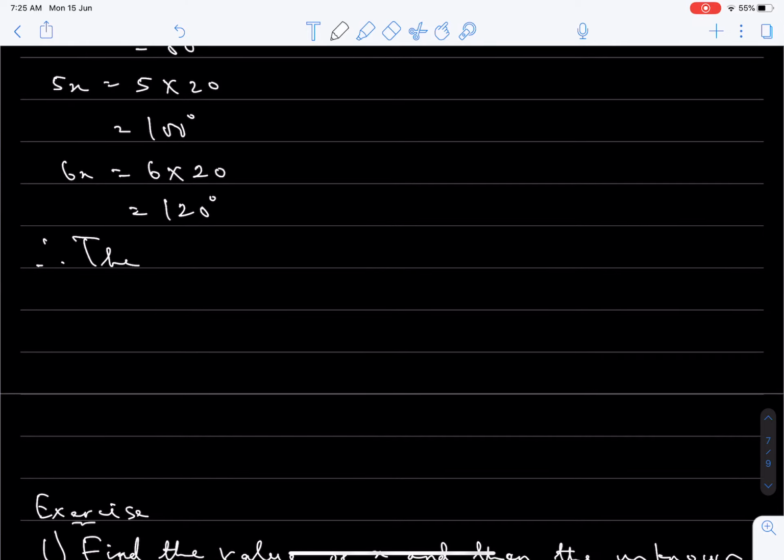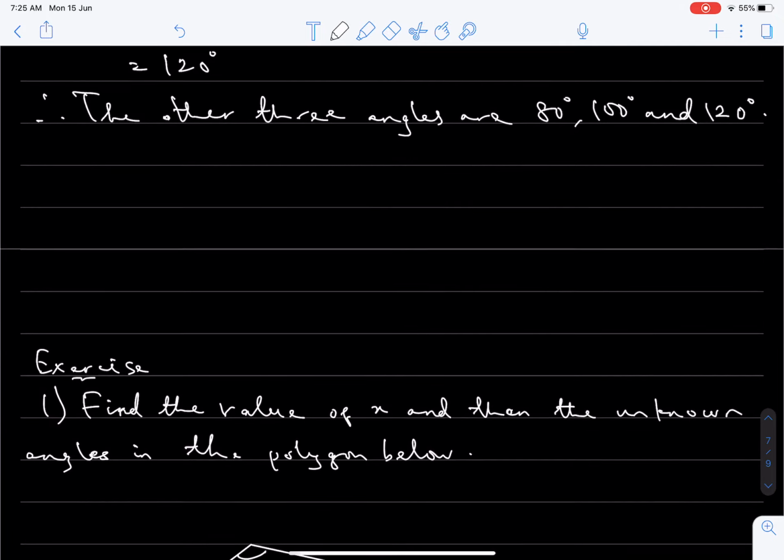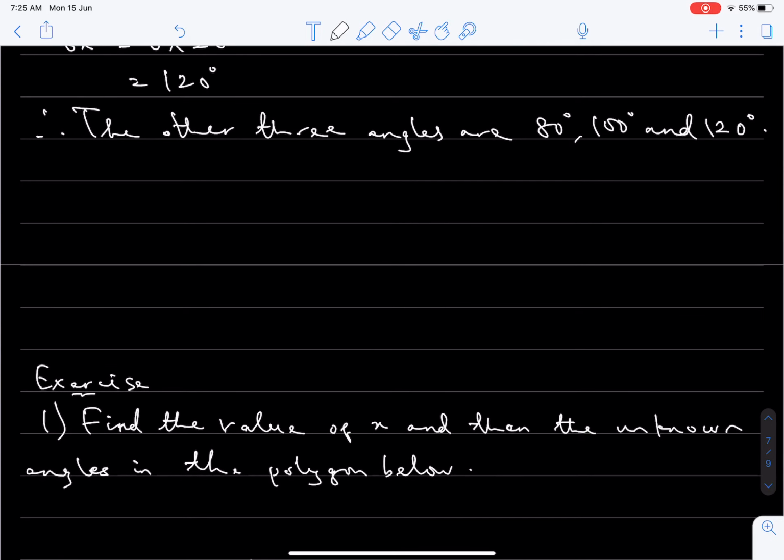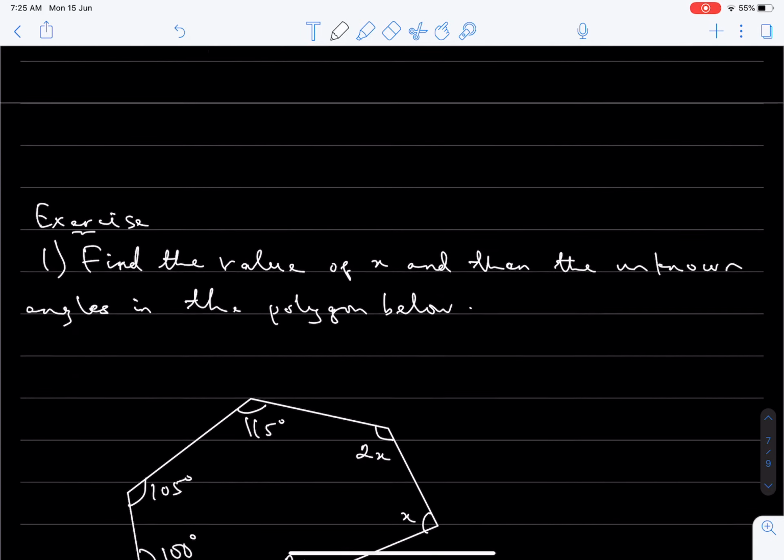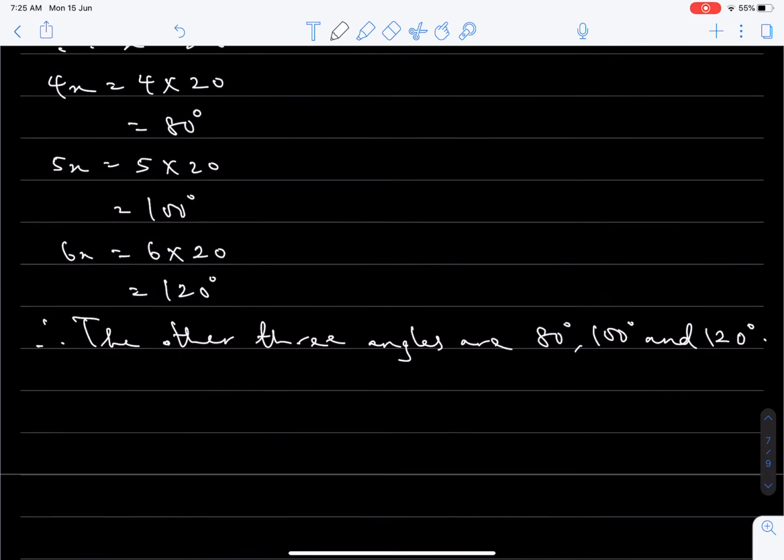Therefore, the other three angles are 80 degrees, 100 degrees, and 120 degrees. And that's it. Very, very simply. Please pardon me for the mistake I made earlier, and I hope you now understand it.